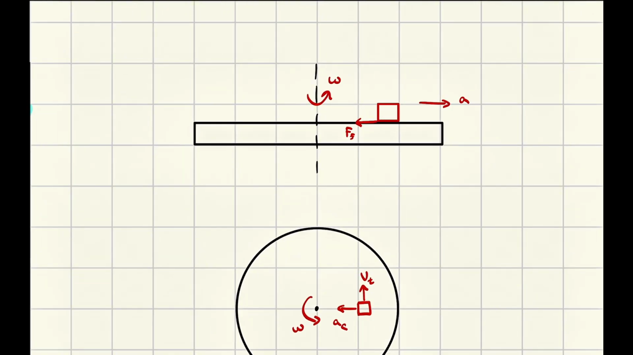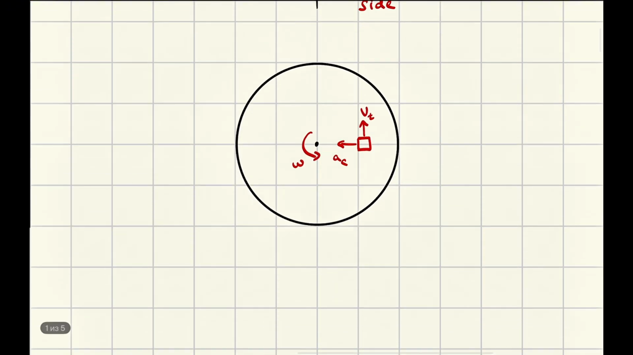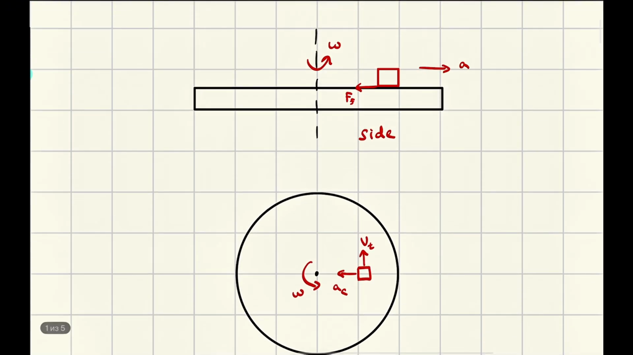Let's say this is a certain disk. This is the view from the side, and this is the view from the top. When the disk starts to rotate around its axis and you sit on this disk, at a certain point, if the angular velocity is too high, you just fall away from the center of the disk. You fall from the disk.